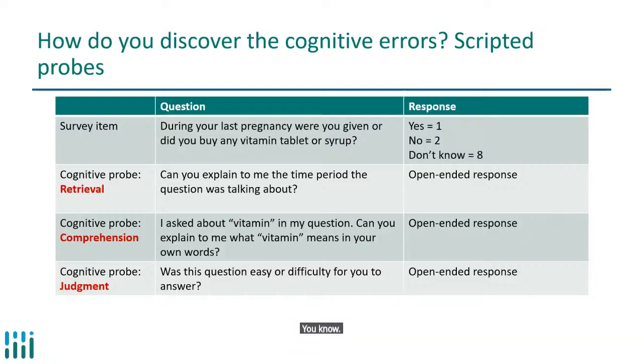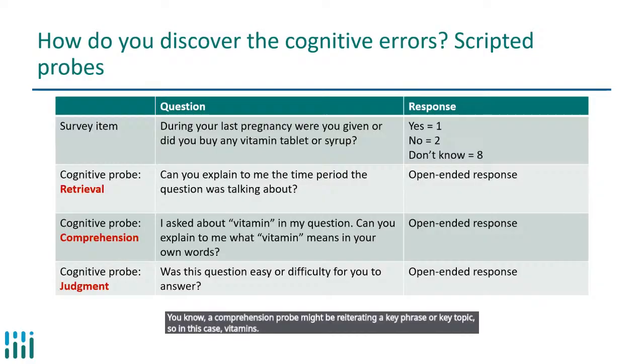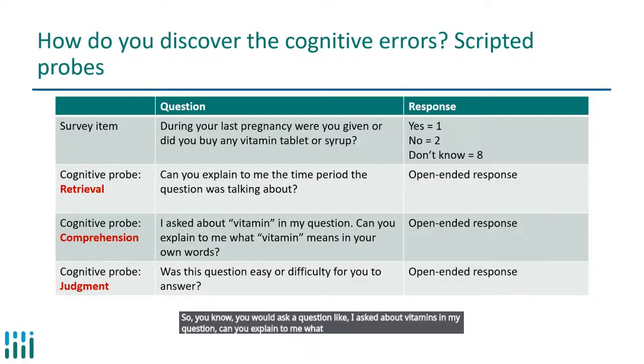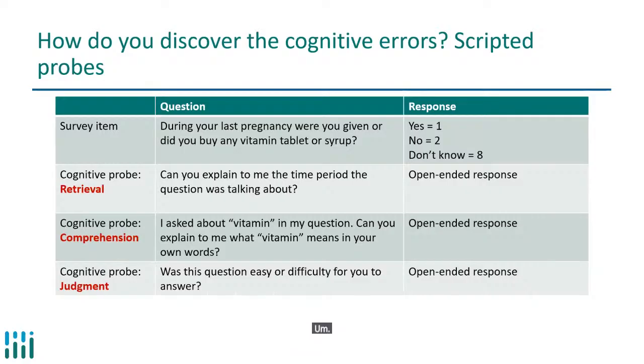A comprehension probe might be reiterating a key phrase or key topic. In this case, vitamins. So you would ask a question like, I asked about vitamins in my question. Can you explain to me what vitamin means in your own words? And then you can hear whether or not your respondents understand the key topic.